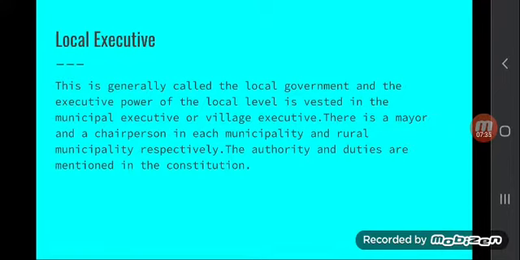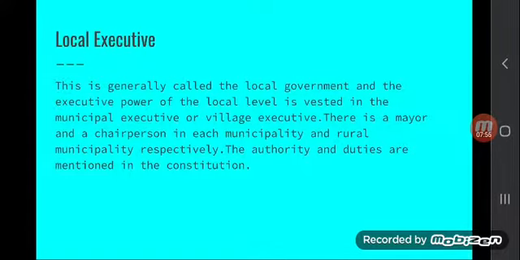Local executive. This is generally called the local government, and the executive power of the local government level is vested in the municipal executive or a village executive. There is a mayor and a chairperson in each municipality and rural municipality, respectively. The authority and duties are mentioned in the constitution.